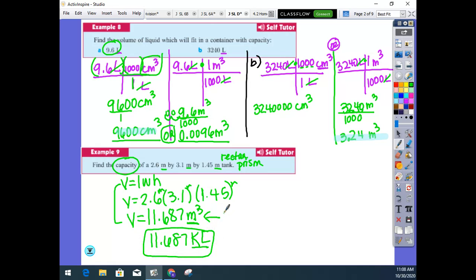So this is our volume. This is our capacity. The units determine volume or capacity.